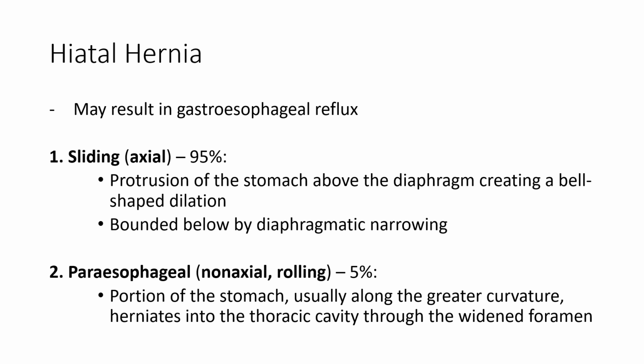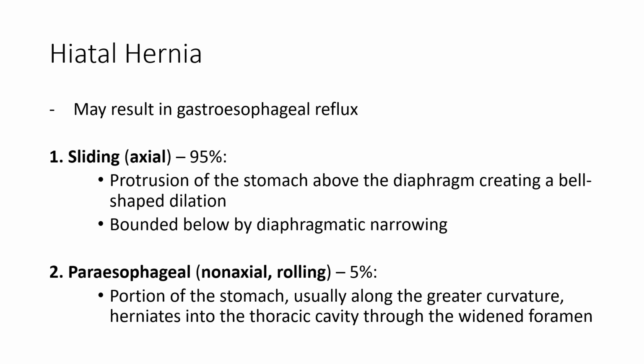A hiatal hernia occurs when the stomach herniates upward through the esophageal hiatus of the diaphragm, and this can lead to gastroesophageal reflux. There are two types of hiatal hernias. The most common type is the sliding hiatal hernia, also referred to as axial hiatal hernia.